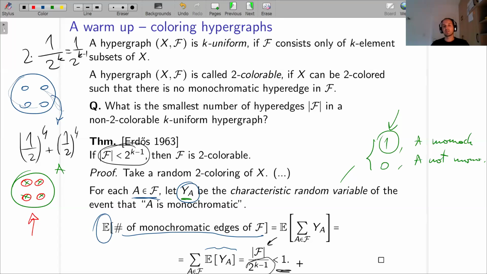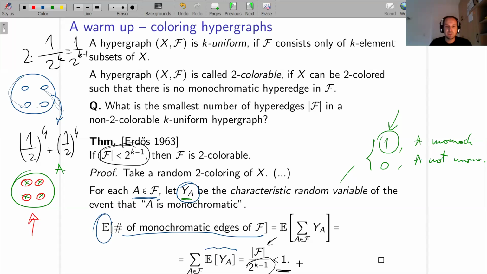This is because what is the expected number? The expected number is an average number over all of those possible colorings. There has to exist a coloring without a single monochromatic set. So that's a proper coloring. So this hypergraph is not a non-2-colorable hypergraph.